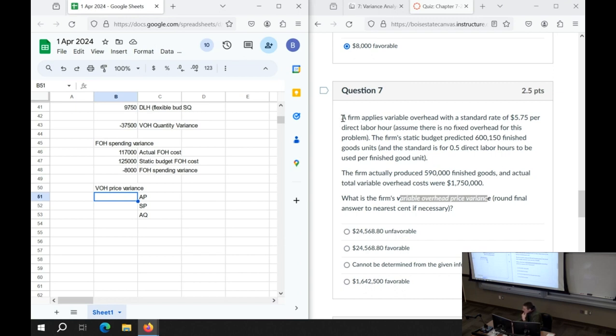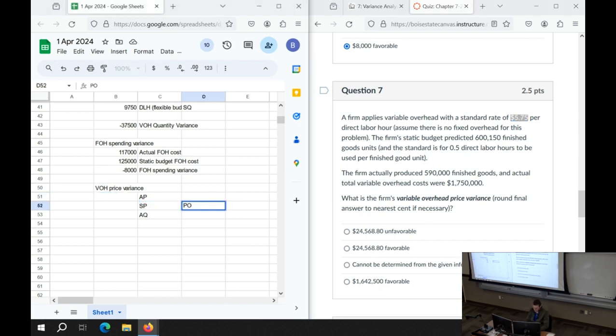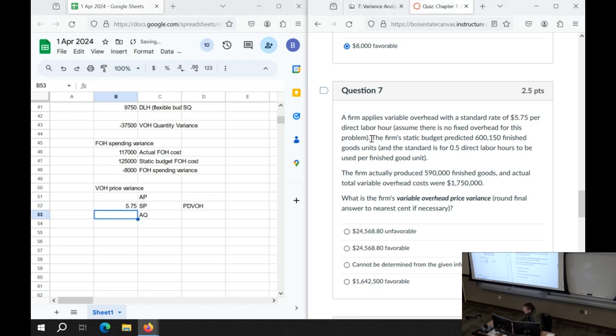All right, let's read through the thing. We apply variable overhead with a standard rate of $5.75 per direct labor hour and no fixed overhead. So that is our standard price, $5.75. We have a static budget amount and standard quantity per unit of direct labor hours, our cost driver. We actually produced this number of units, so we can get a standard quantity if we needed it, but we don't need it. And we have actual total variable costs of 1.75 million.